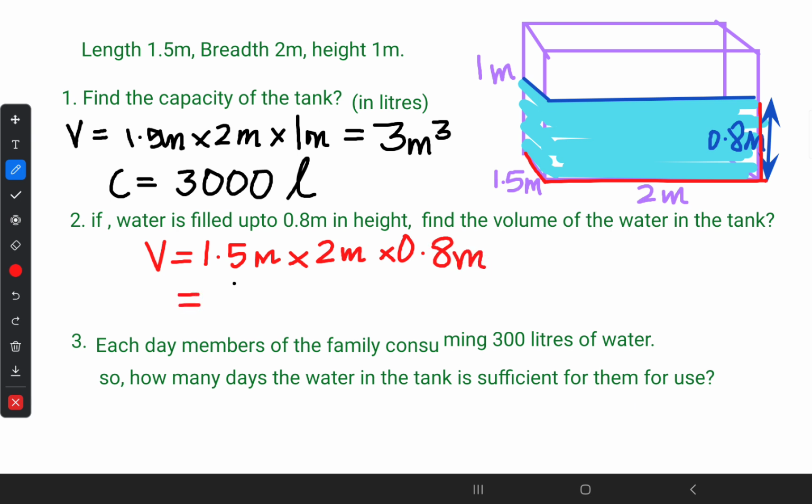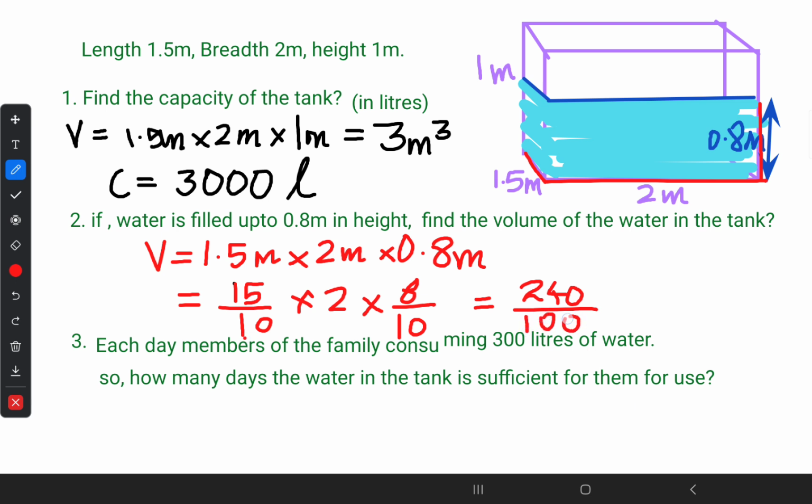When you multiply all of them, I will convert all of them from decimals to fractions. 15 upon 10 multiplied with 2. I'll make this 0.8 as 8 over 10. So thereafter, let's multiply all the numerators. 15 times 2 is 30. 30 times 8, 240, should be divided by the denominators. 10 times 10, 100. So it would be 2.4 cubic meters.